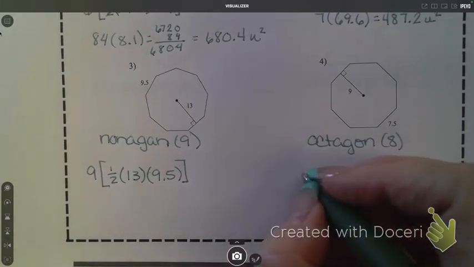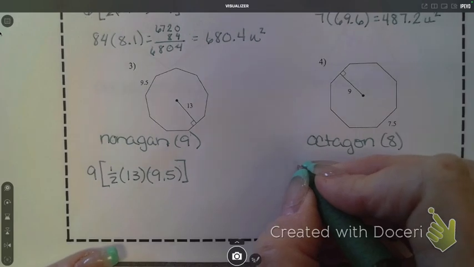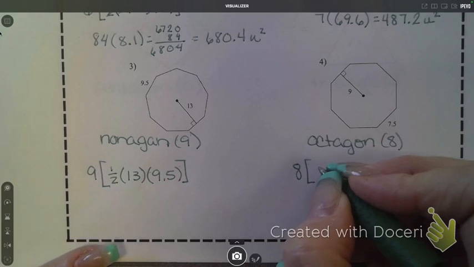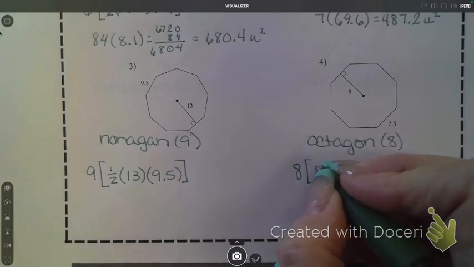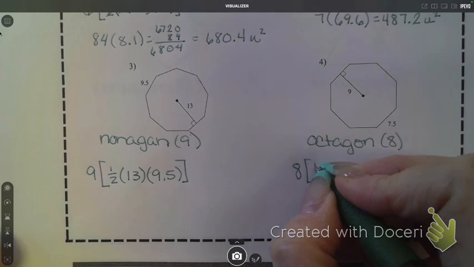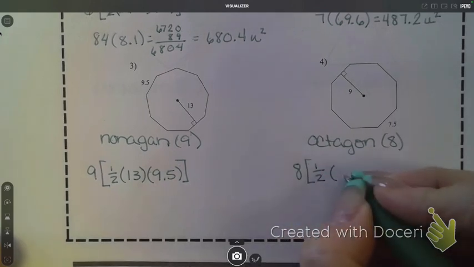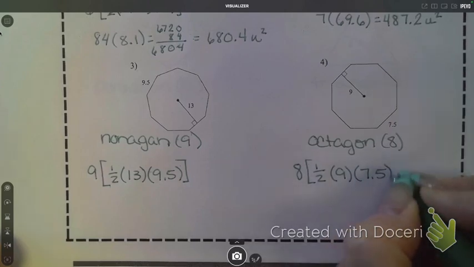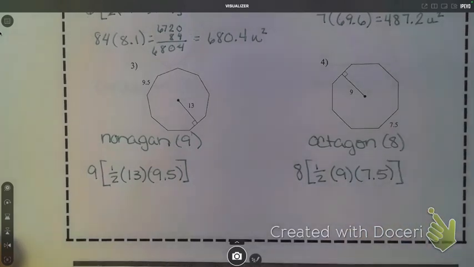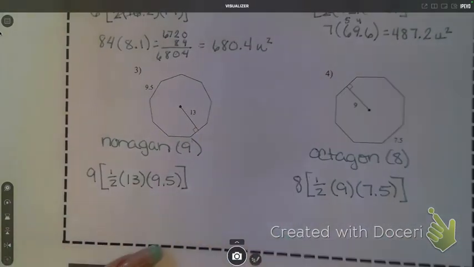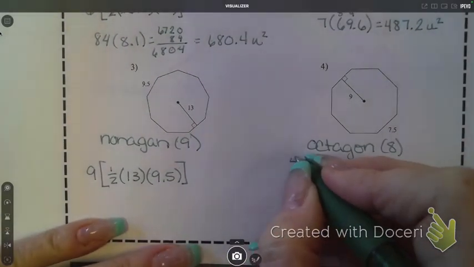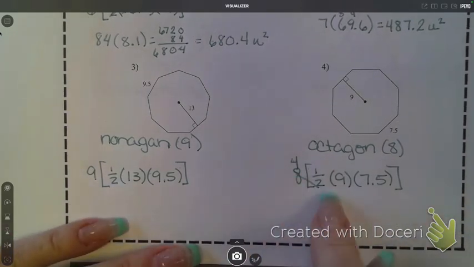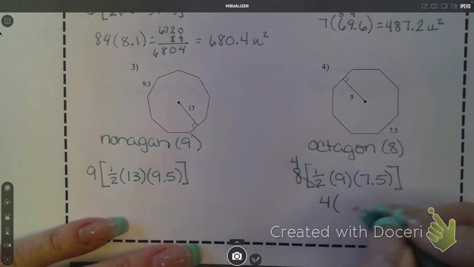Okay, next. 8. Why 8? Because it has 8 sides. And what? 1/2 times 9, times. And on this one, I'd take half of 8. How about you? Wait, what? Like I would take half of 8, which is 4. You can do that? Yeah, because it's all multiplication. I would take half of 8 and then do 4 times. Because I can do this.